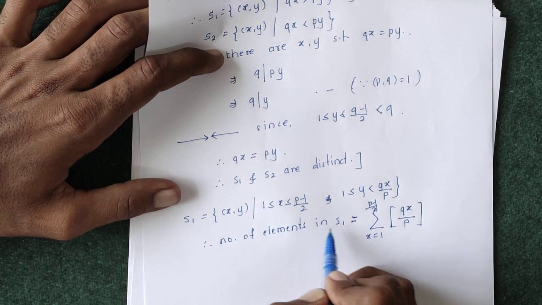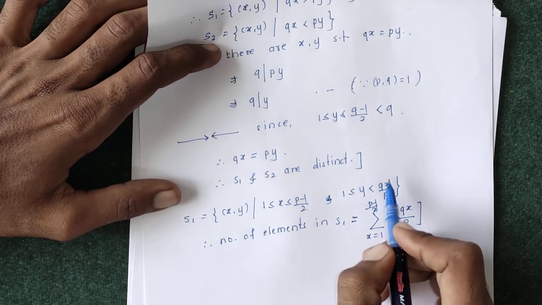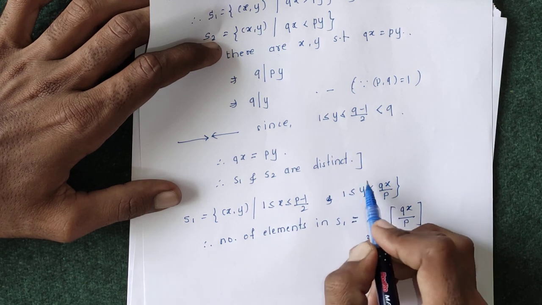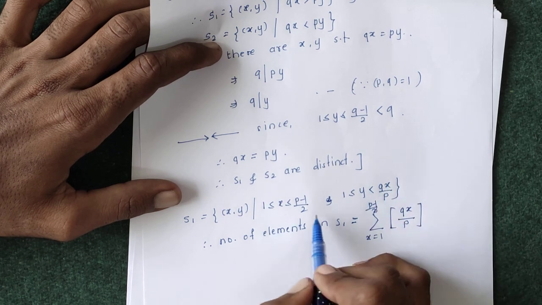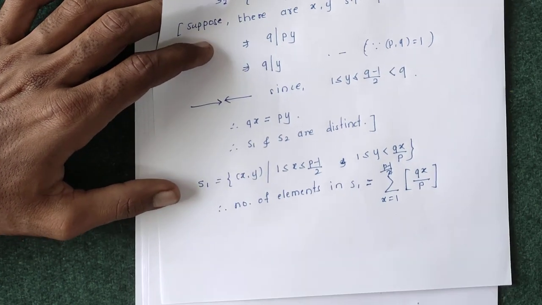After that we put x equal to 2, then for the values of y we get 1 is less than or equal to y, strictly less than the greatest integer function of 2Q by P. So taking all those summations for every value of x, we will get the total number of elements in S1.